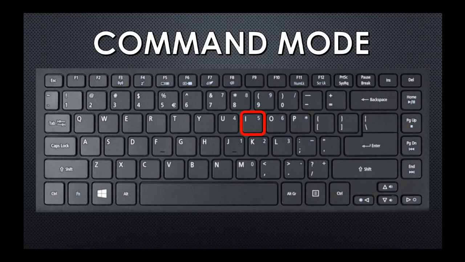I is insert. This drops you back into insert mode. When you're using Vi, you'll be swapping backwards and forwards between insert mode and command mode all the time. I for insert mode, escape to go back to command mode. And there are other ways to get into insert mode as well. This is just an example.